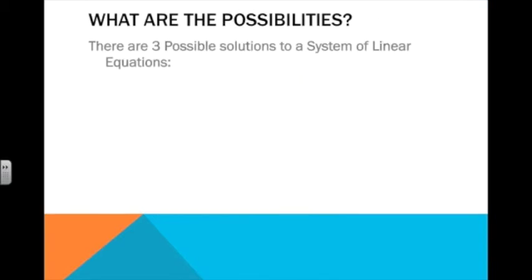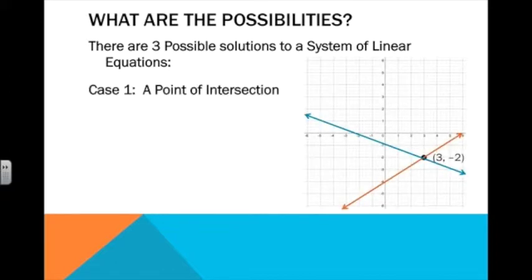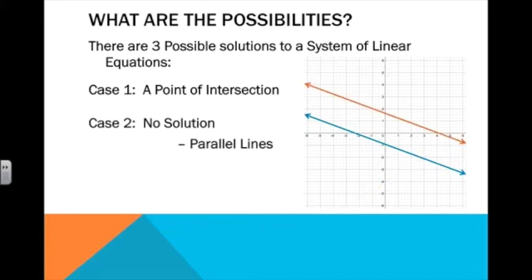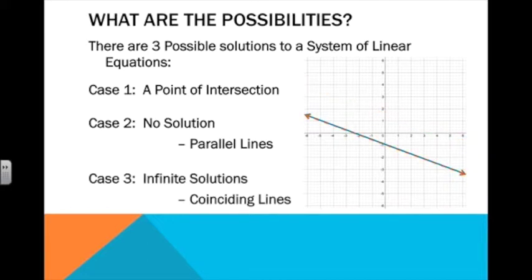First, let's recall the three possible solutions for a system of linear equations. First, the most common possibility is when the two lines intersect at a point. The second possibility is that the lines are parallel. There is no solution because the lines do not intersect. The third possibility is that the two equations actually represent the same line. There are an infinite number of solutions. We can say these lines coincide, or they are coincident or coinciding lines.